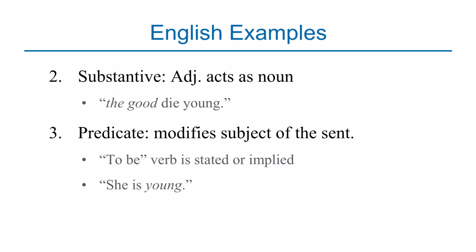The second function is that the adjective can act as a substantive, meaning that the adjective is going to act as a noun. So every time the adjective is acting as a noun, we say it's acting as a substantive. For example, the good die young. The word good there is acting as a substantive, as a noun. So instead of modifying a noun, the adjective itself is acting as a noun. The good die young. So that's an example of a substantive.